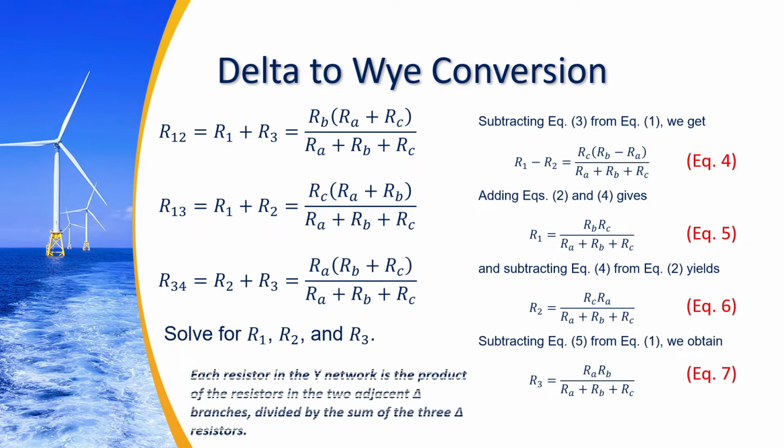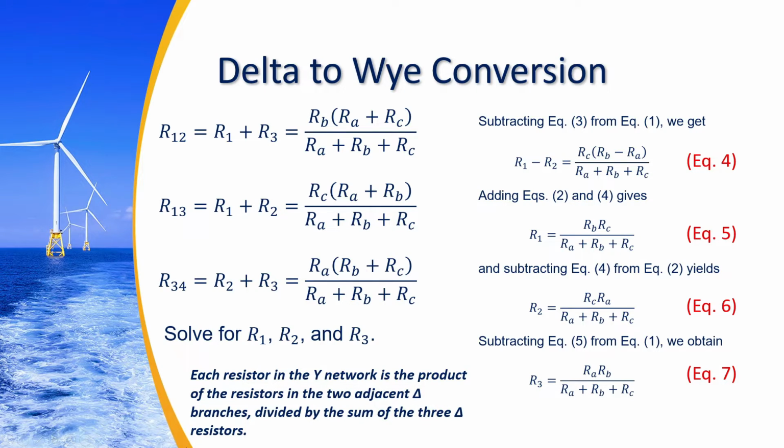Pero, take note tayo dito. Each resistor in the Y network is the product of the resistors in the two adjacent delta branches, divided by the sum of the 3 delta resistors. Bilang shortcut, ito lang yon. Okay? Yung each resistor daw natin sa Y network ay product lang ng dalawang magkatabing delta branch o delta resistor natin. Tapos, yung denominator nun is sum lang nung mga resistors na yun.